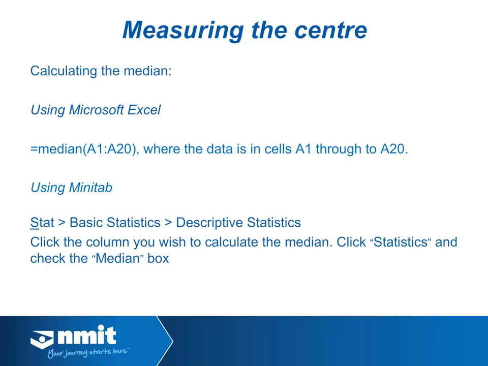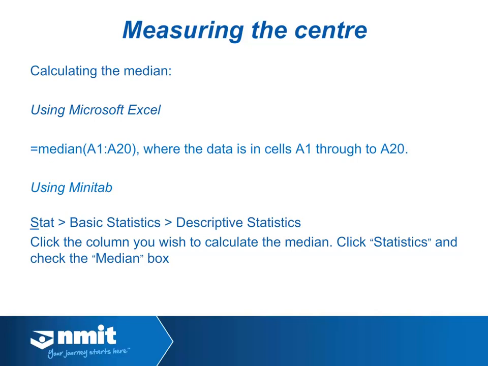But fortunately, these statistics programs do the hard work for us. If you had 200 numbers, it would take a long time to order them from lowest to highest and then count up. So Microsoft Excel has a formula for this. It's simply equals MEDIAN, brackets, the data set, close bracket. In this case, I've gone A1 colon A20, and within that formula, Microsoft Excel would find the median of the values found between A1 and A20.